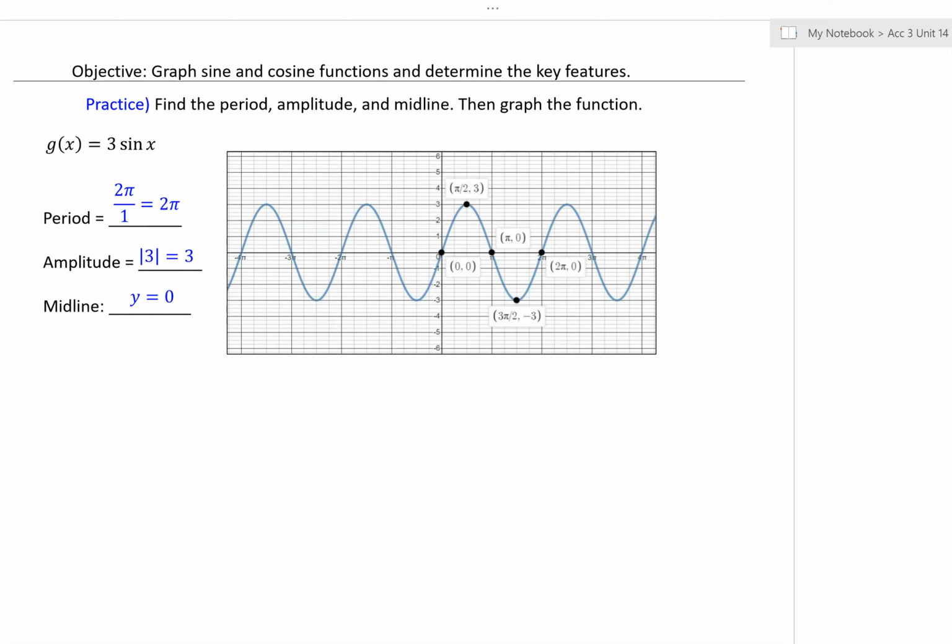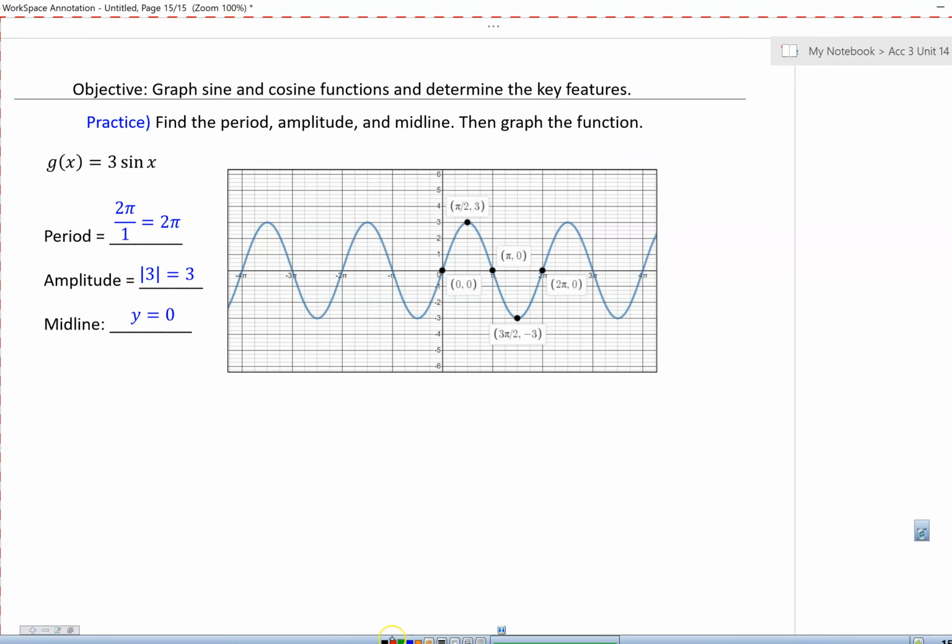So the period is 2 pi divided by 1. Amplitude is the absolute value of 3, which is 3. Midline is y equals 0, k is 0. So we're graphing a sine curve. So it should have started on the midline, 2 pi units later, midline, halfway between those, midline.